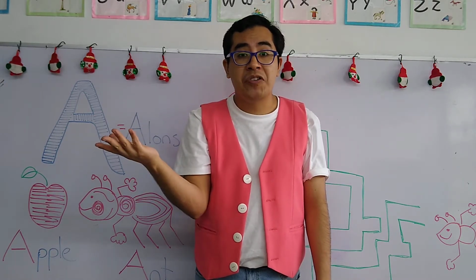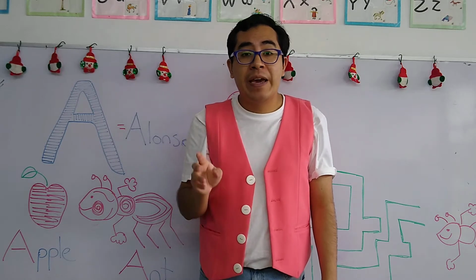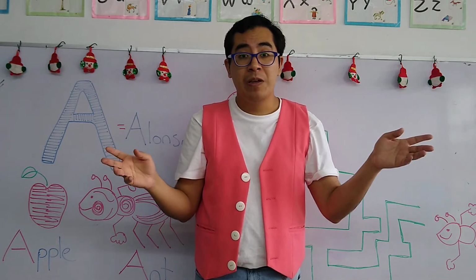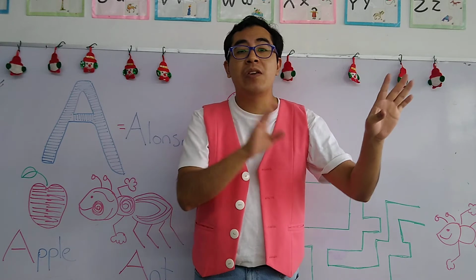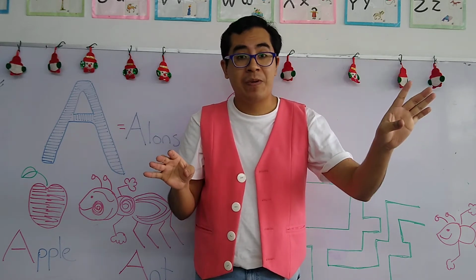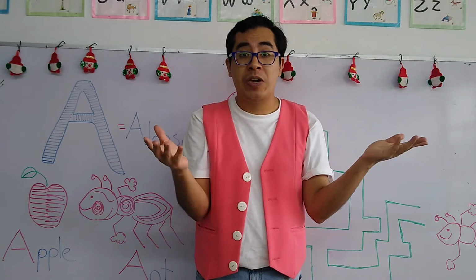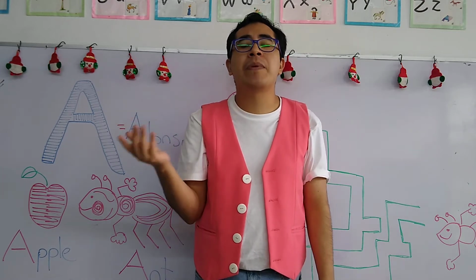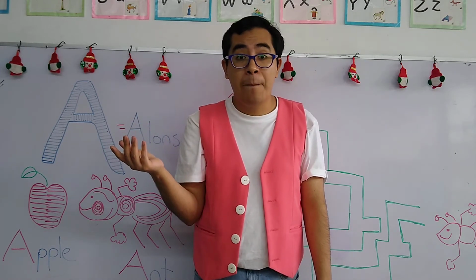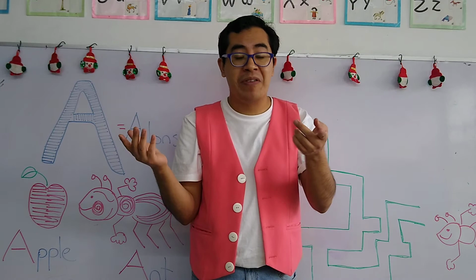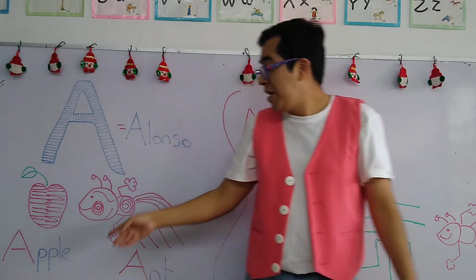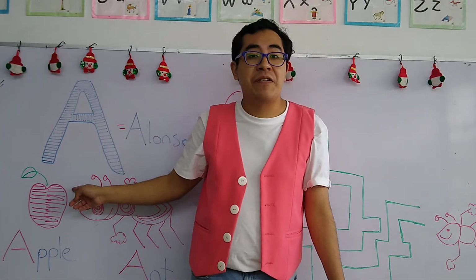Another characteristic is that in the case of names of people, Alonso begins with the capital A. Okay, and what about objects? Objects that begin with the capital A? The apple. Do you remember? The apple, it's a fruit, color red, and it's right here.